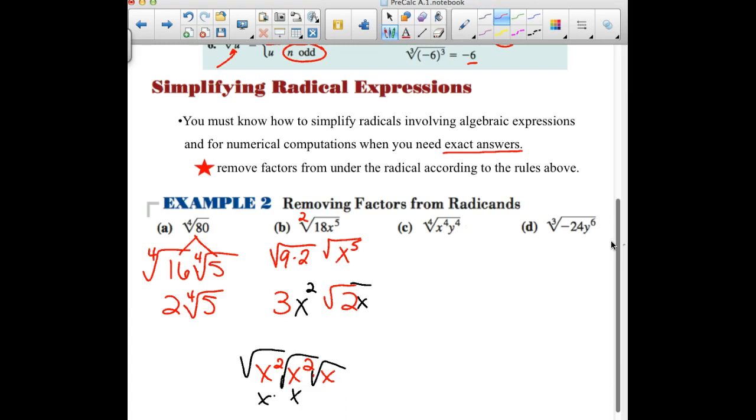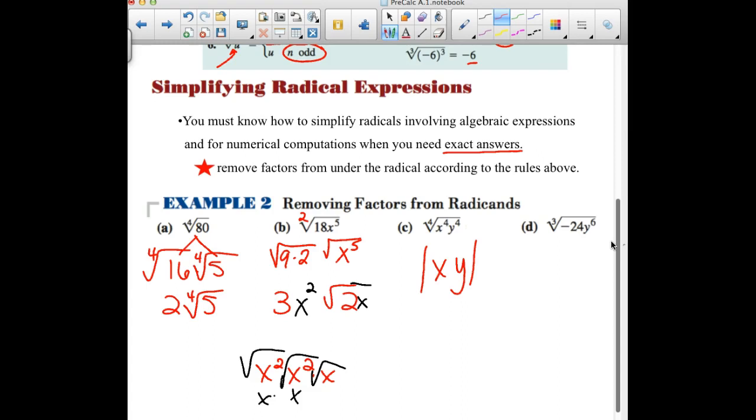All right, part C, the fourth root of x to the 4th, y to the 4th. This is a case using that property 6, where we are taking the even root of something that was raised to an even power. They cancel each other out, but we have to make sure that both x and y come out as positive values, so we would need those absolute value symbols.